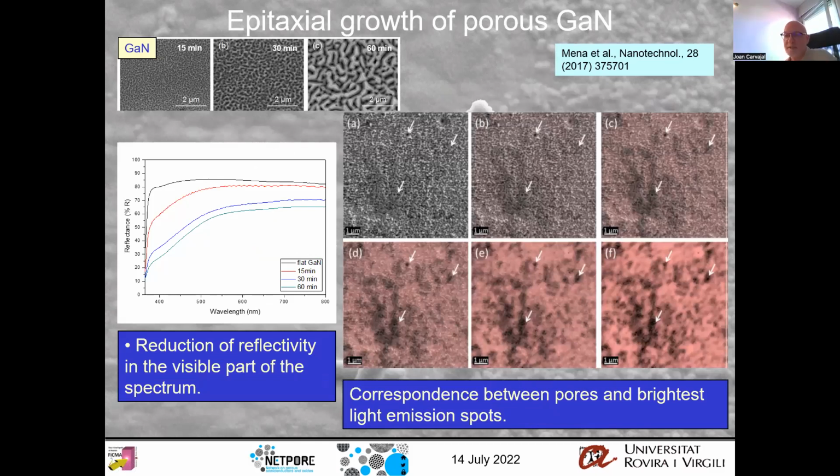We also investigated the reflectivity of these layers, and as expected, since we have induced porosity, there is a significant reduction of the reflectivity, especially in the visible part of the spectra, which can be important for sensing applications using light. And we also observe that there is a correspondence between the position of the pores and the brightest emission spots that we are observing in our samples.